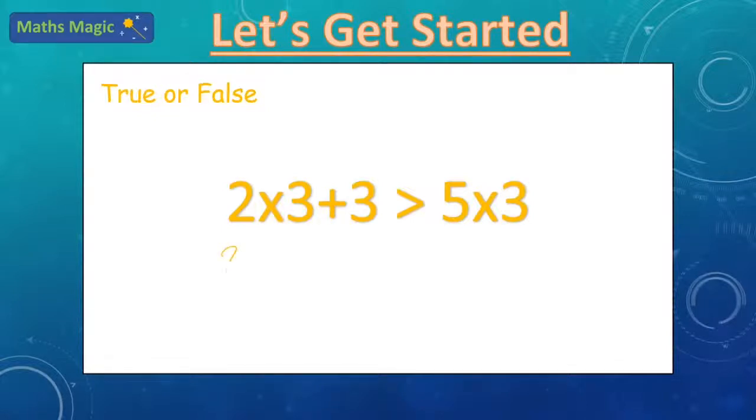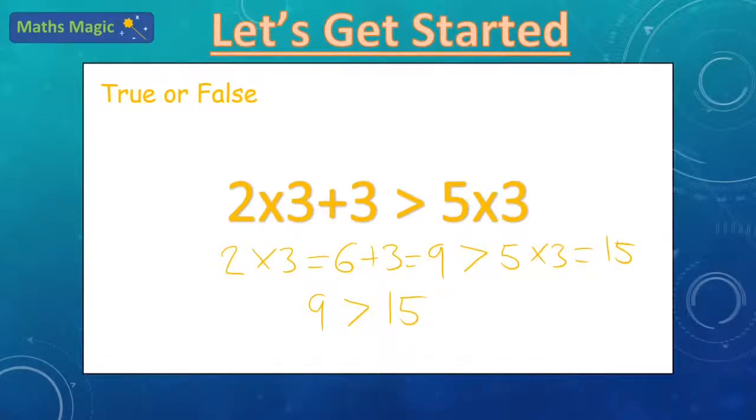So 2 multiplied by 3 equals 6, and then if we add 3 to that we get 9. So is 9 greater than 5 times 3, which equals 15? So, is 9 greater than 15? Obviously this statement is incorrect because 9 is less than 15. So this statement was in fact false.